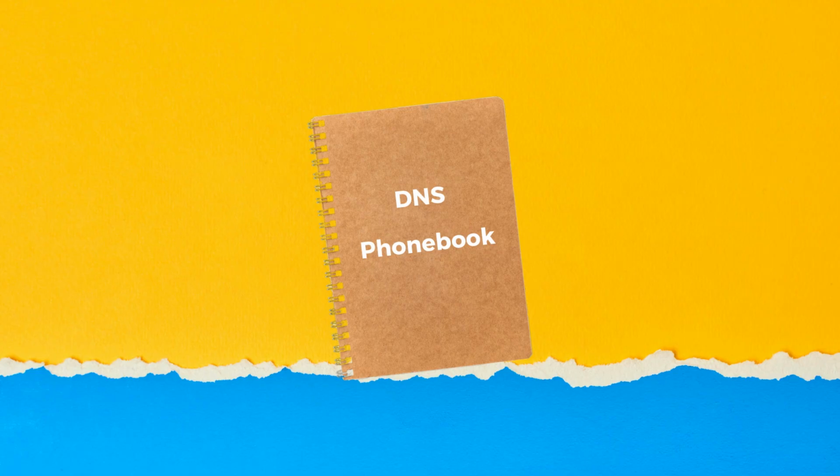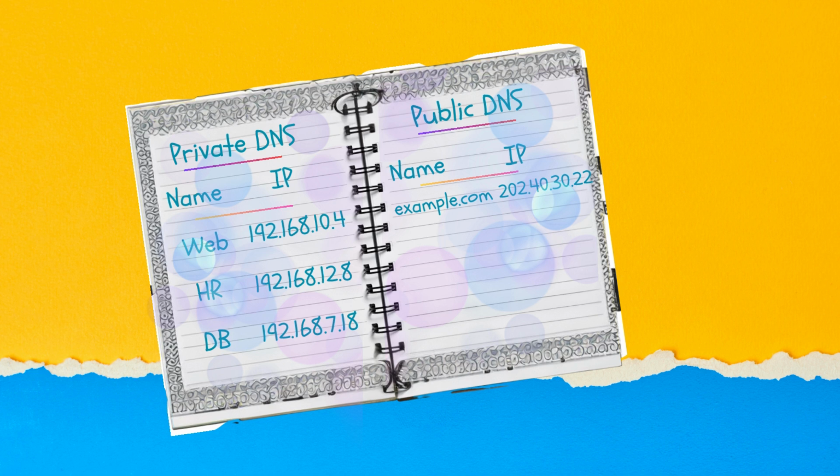DNS, or domain name system, is like a phone book that stores records of devices and their corresponding IP addresses. Private DNS is used within an organization to resolve internal host names to IP addresses, ensuring secure and efficient access to internal resources. Public DNS is used to resolve external domain names on the internet, allowing devices to access websites and services outside the organization.